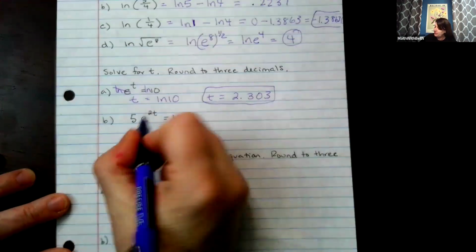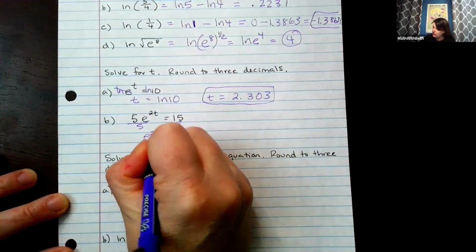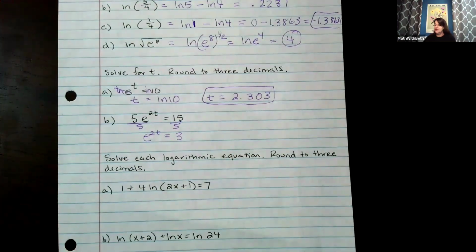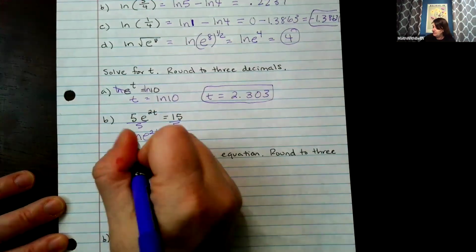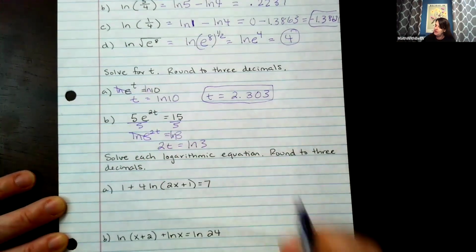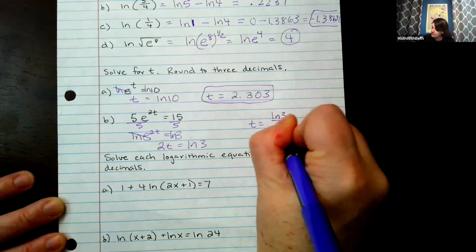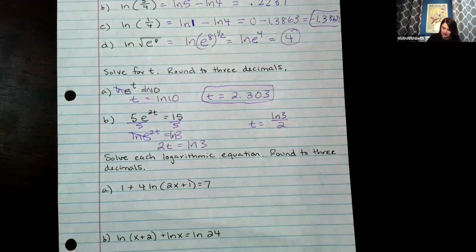For the next one, first you need to get rid of that 5, because the trick with the ln only works when you've gotten rid of anything extra. So now we can take ln of both sides, which gives us 2t equals ln3. So one more step, divide by 2. And that is our answer. If they want it as a decimal, we can put it in the calculator carefully.